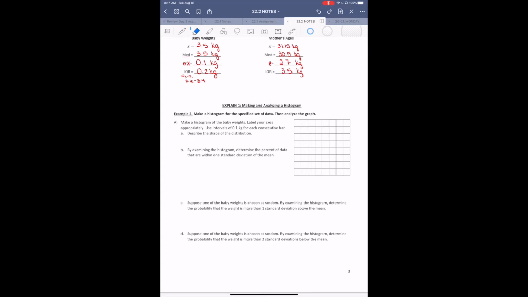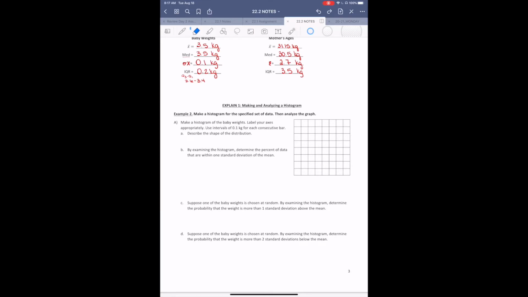All right, in this part of the notes, we are looking at making and analyzing a histogram. I do understand this is by no means one of the easiest tasks. It does involve some work. So let's go ahead and take a look at this information. We are still using the data from the very first page of the notes, which is the baby weights.